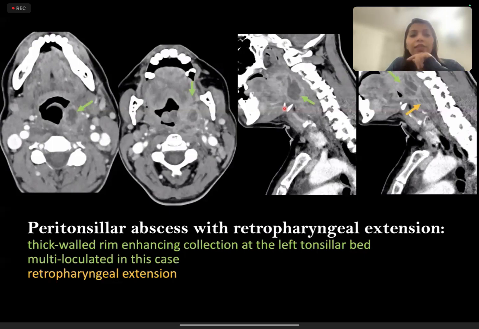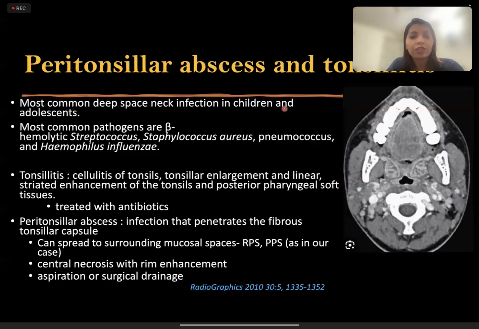So we know that tonsillitis is the most common deep space infection occurring in children and adolescents, and the most common pathogen is beta hemolytic streptococcus. It can also be caused by Staphylococcus aureus, pneumococcus, and Haemophilus influenzae. Tonsillitis is different from peritonsillar abscess, and it's really important to differentiate the two conditions.